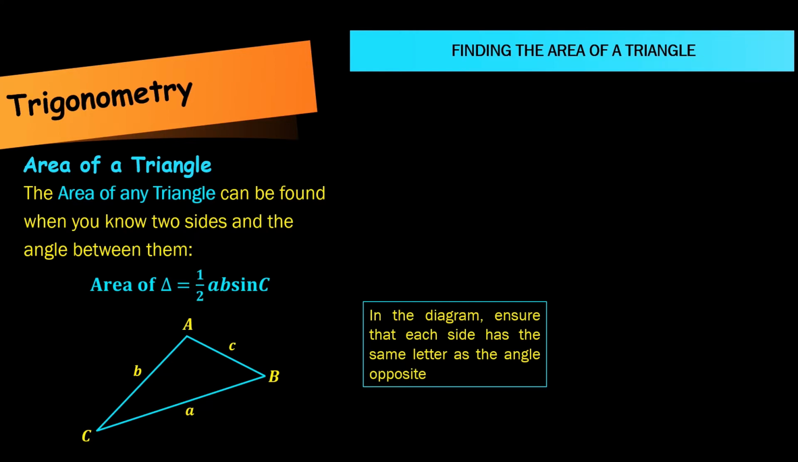In the diagram, do ensure that each side has the same letter as the angle opposite. So little a is opposite capital A, little b is opposite capital B, and little c is opposite capital C.